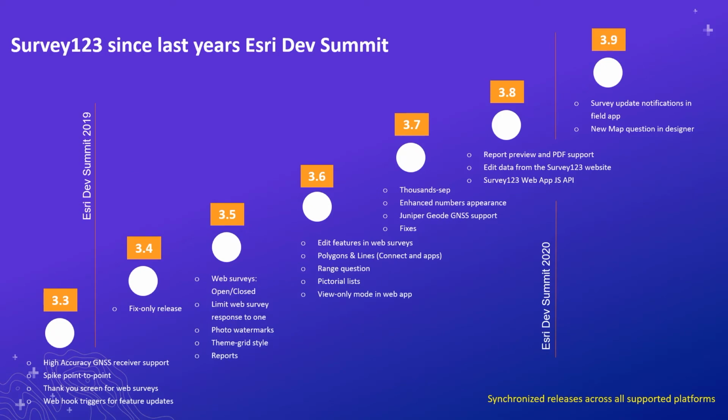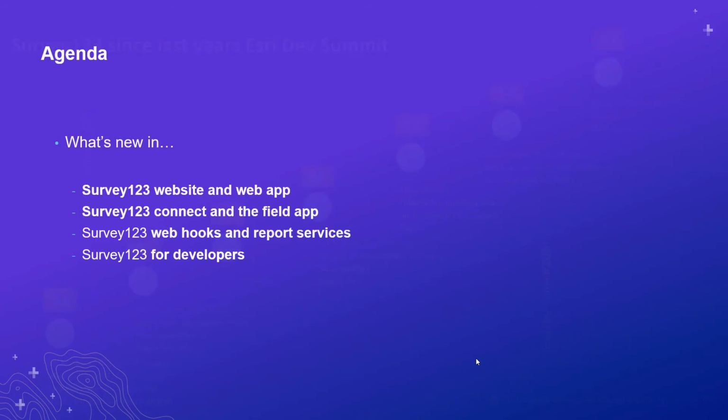A lot has happened since we last met at the Esri Dev Summit last year. As you can see, we had a series of updates, all synchronized across all the different platforms. I have split the content of this presentation into 4 main areas. What's new in the Survey123 website and web app, which we will touch first. Then we will jump into Connect and the Field app, Webhooks and report services, and finally, I will give you an update on our Survey123 for Developers story.